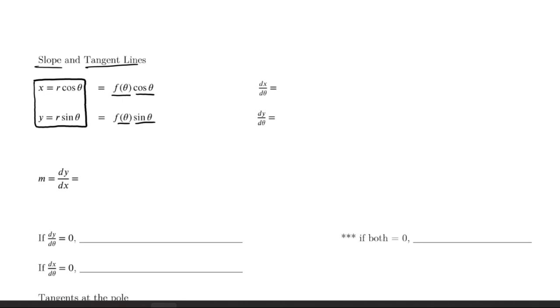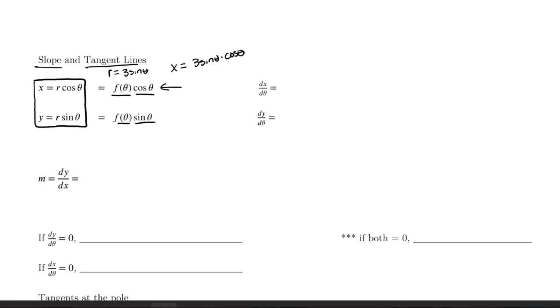So for instance, if r was equal to 3 sine theta, then our x would be equal to 3 sine theta times cosine theta. So we will be able to create functions for x and y as functions of theta.